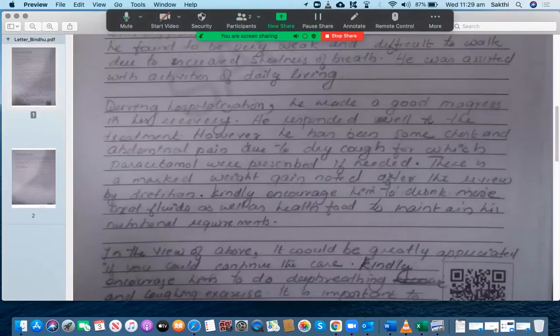All right, let's go to the next one. And then paracetamol were prescribed. Okay, look at this. Were prescribed. Paracetamol is a singular noun, isn't it?